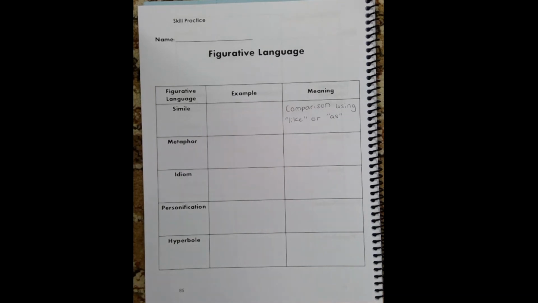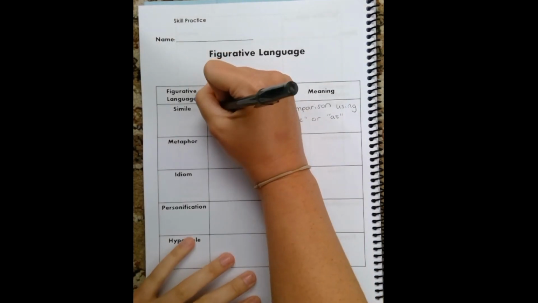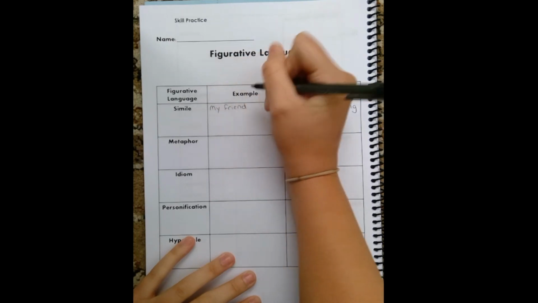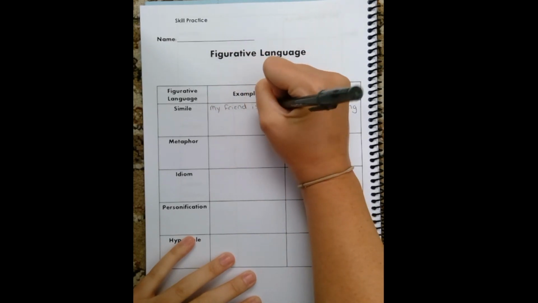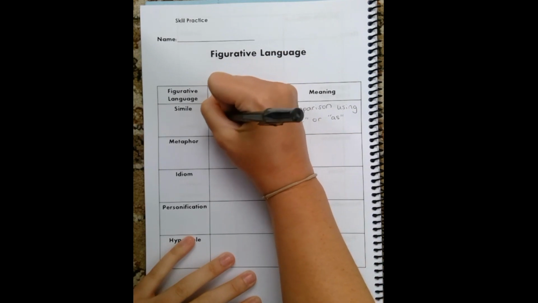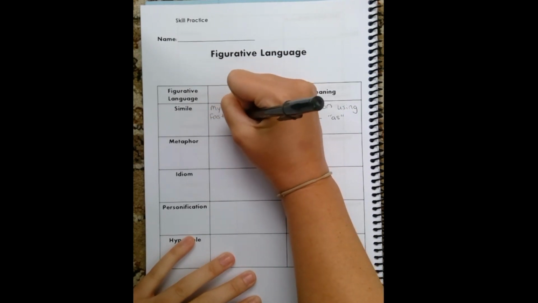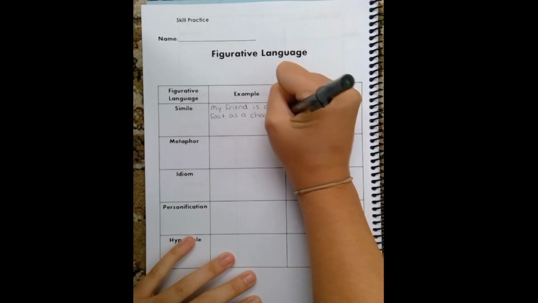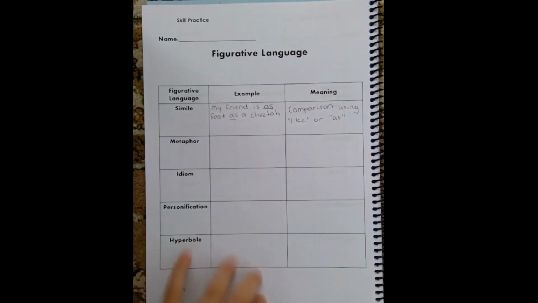So a simile is when you compare 2 things and it has the word like or as in the comparison. So you could think right now, what are 2 things you could compare? 2 things that have something in common, and then make that comparison. So one that I've done in the past is I say, my friend is as fast as a cheetah. Has the word as in there twice, actually.